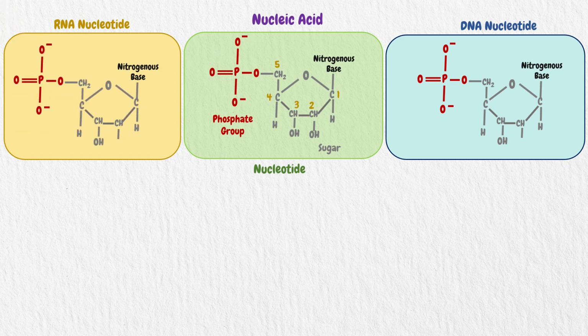What's the difference in the structure of DNA nucleotide and RNA nucleotide? In DNA, the oxygen of the OH group at position 2 is removed. That's why it is called deoxyribose. While in RNA nucleotide, the OH group is present at position 2. That's why it is called ribose.